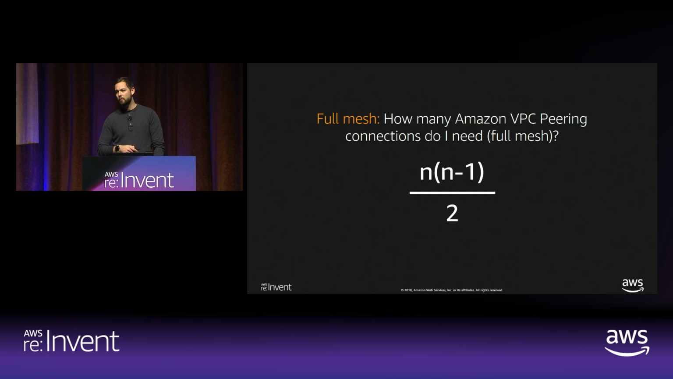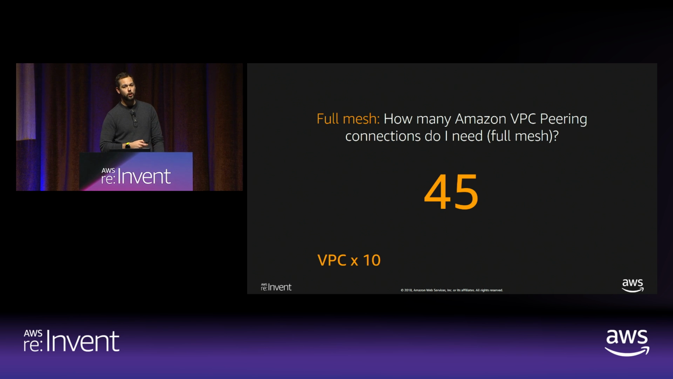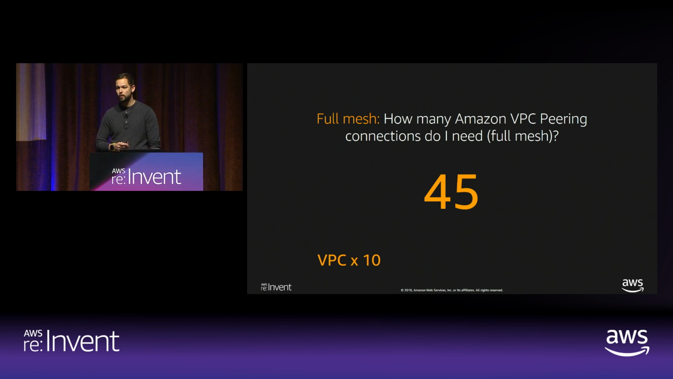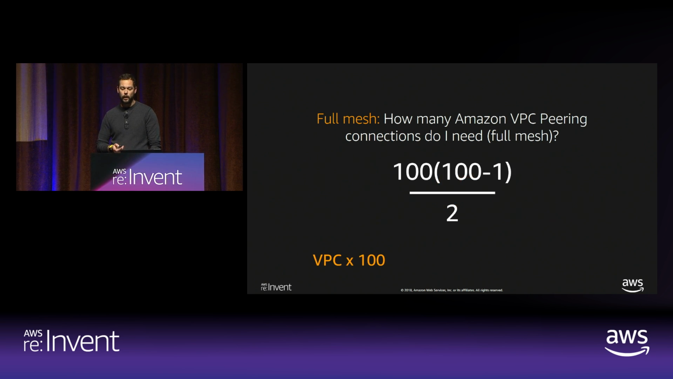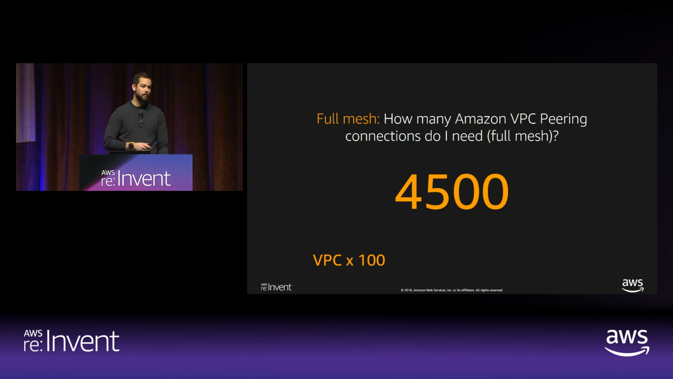Okay, so it is an n times n minus 1, over 2 problem. And if we have 10 VPCs, we plug those numbers in, and we need 45 VPC peering connections for 10 VPCs in a full mesh arrangement. So we need to manage 45 peering connections. If we have 100 VPCs, we need to manage 4,950 VPC peering connections.